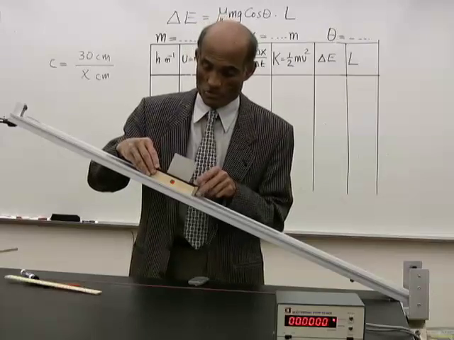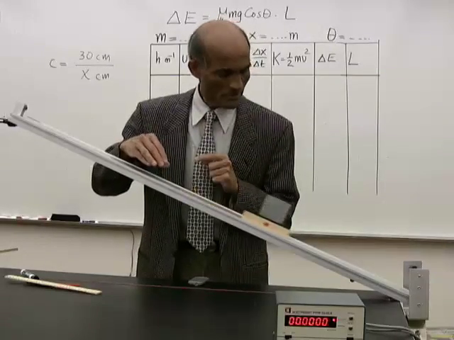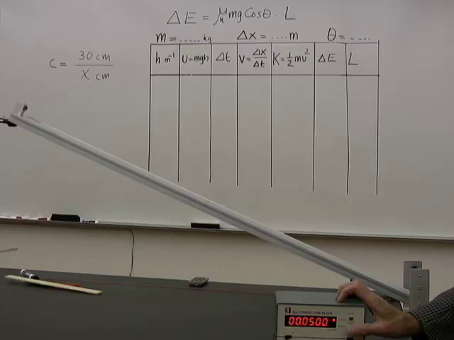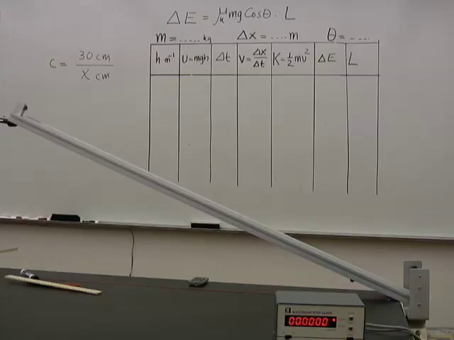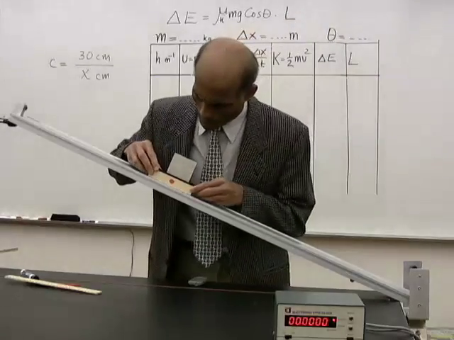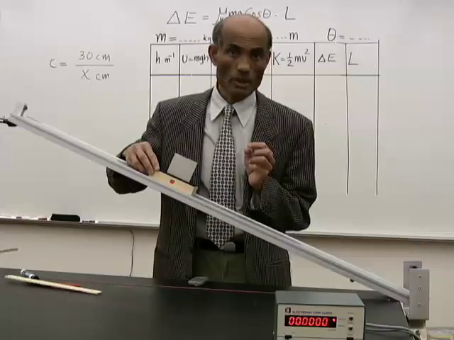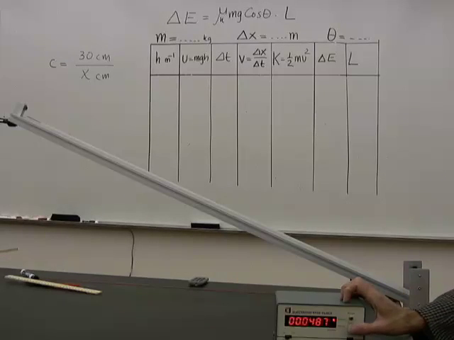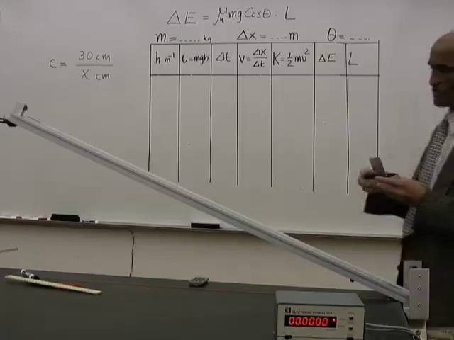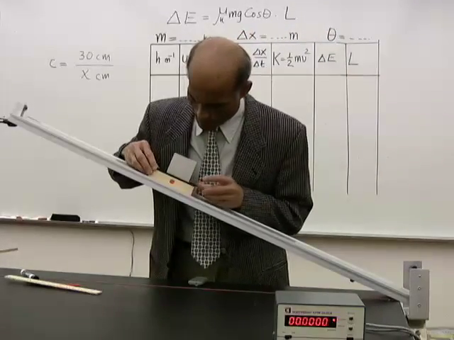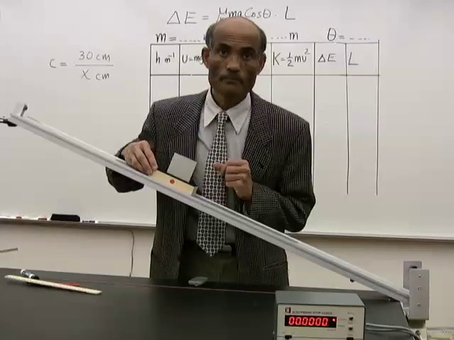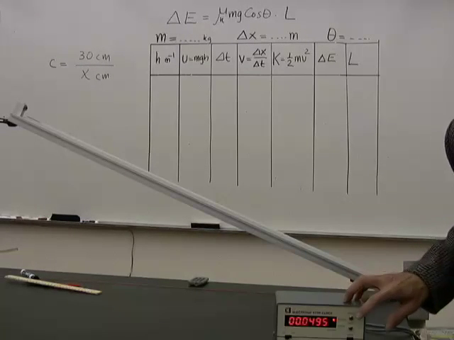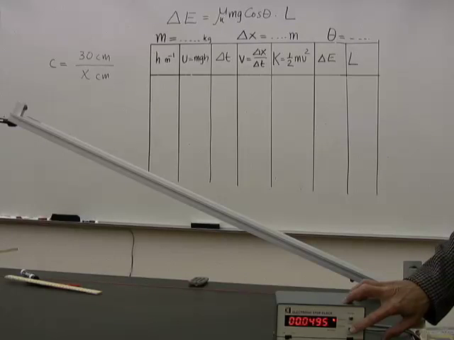Okay, let's do the first trial from that height. That is the first trial. Reset the clock. Let's now do the second trial. Alright, that is the second trial. Reset the clock. Let's do a third trial from that height. That is the third trial. I hope you are reading the time intervals correctly. Reset the clock.